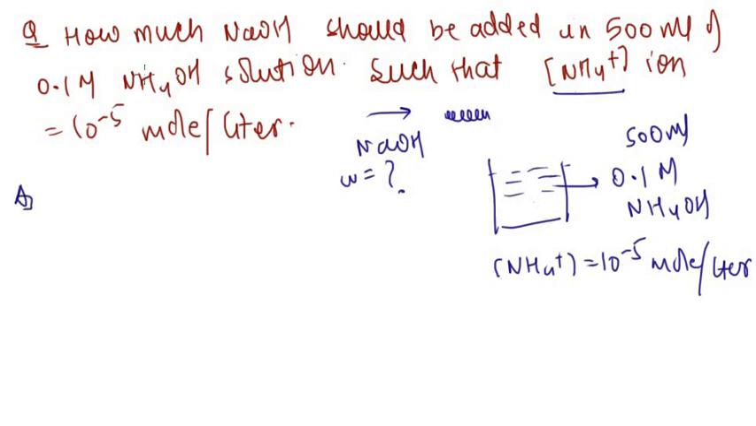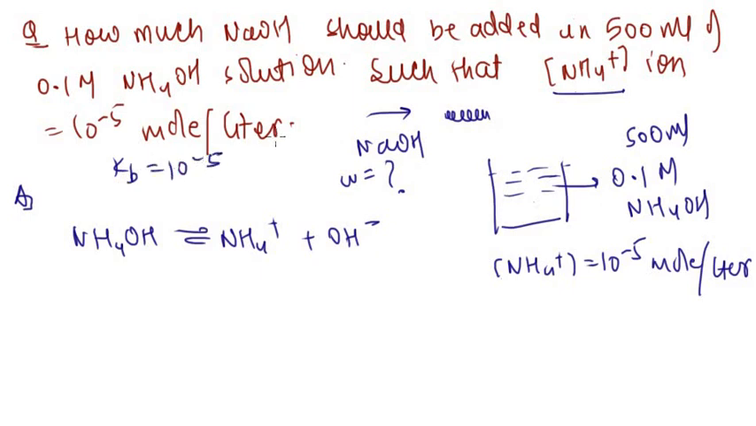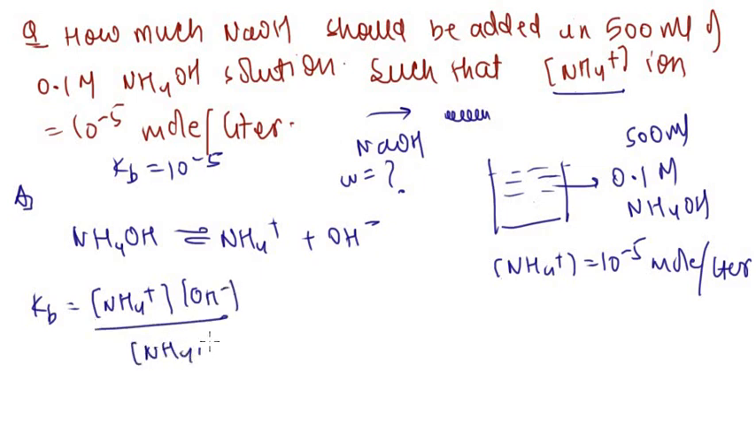So what actually happened? NH4OH will dissolve in its 500 ml of aqueous solution. The NH4OH gives NH4 plus and OH negative. Its Kb is 10 raised to power minus 5. One more piece of information is given: take Kb as 10 raised to power minus 5. So actually we have 0.1 molar NH4OH plus NaOH. If we write Kb equals the concentration of NH4 plus times OH negative divided by NH4OH.